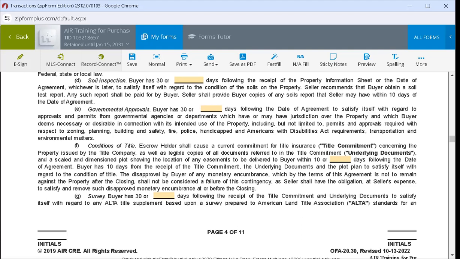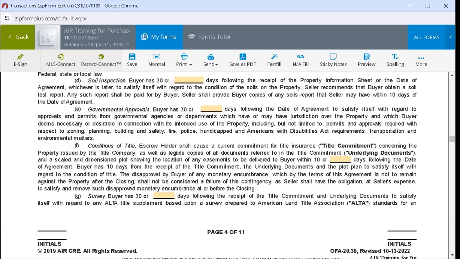So what is a title commitment? It's a higher level than a prelim. It's a more in-depth dive into the property. So when you are representing either the seller or the buyer, make sure that you are provided a title commitment, unless you're amending this to a prelim, but I would say get the title commitment.